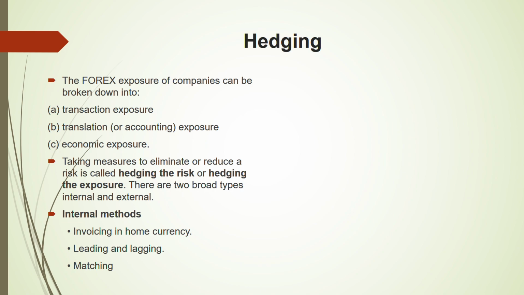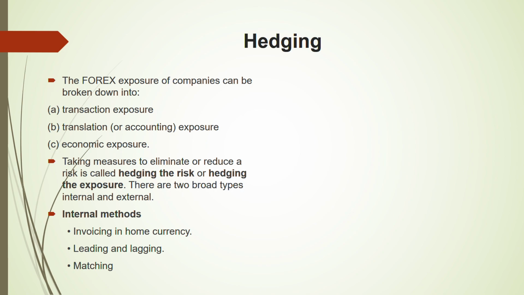Then matching. Matching means what? You are matching your payment with the receipt. If you have a receipt from a foreign subsidiary in one currency, make sure that you are making a payment also in that currency. For example, you can take a borrowing. When you want to take a loan, you can take it in the same currency as your receipt, so that you don't have to deal with two different exchange rates. Because exchange rates for two different currencies will be different, no?